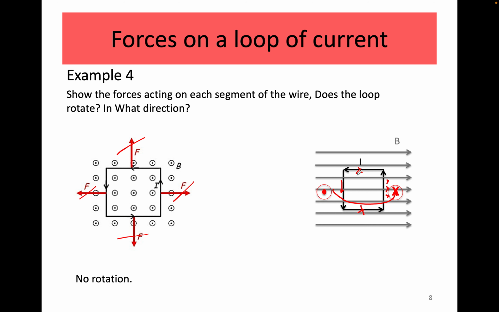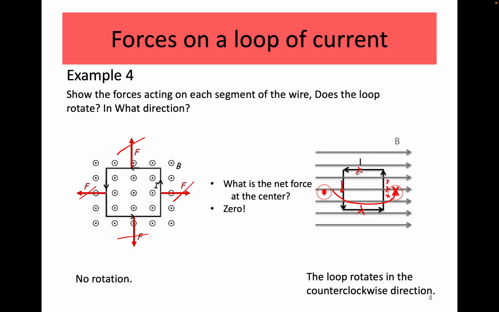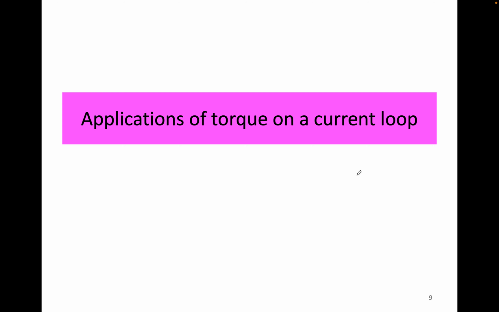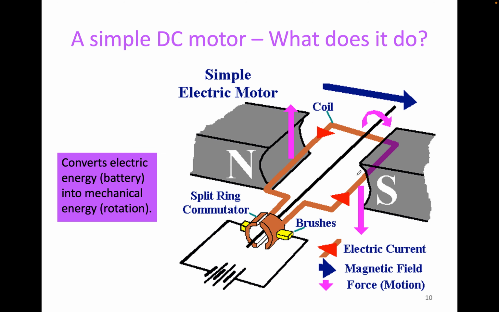And that is the start of a working DC motor. That's how we can use it. Okay, so applications of torque on a current loop. This is focused towards grade 12. So grade 10, you do not need to listen beyond this point.